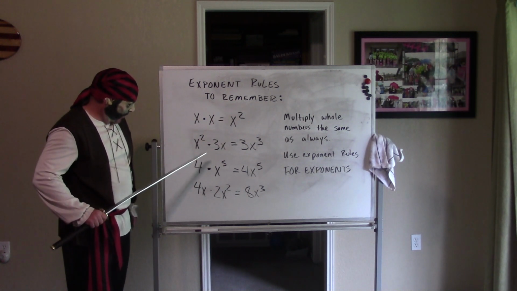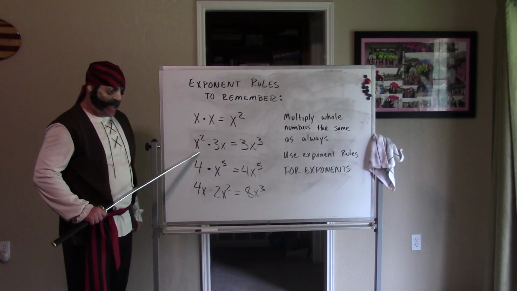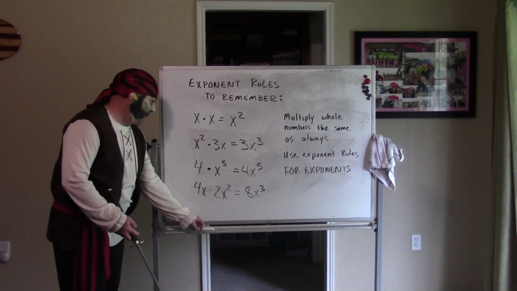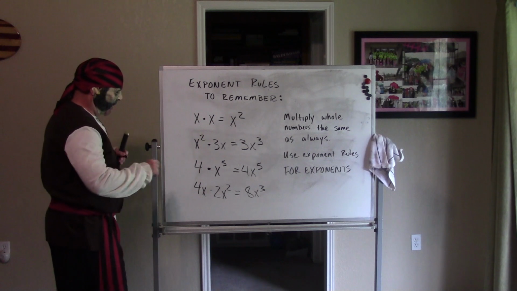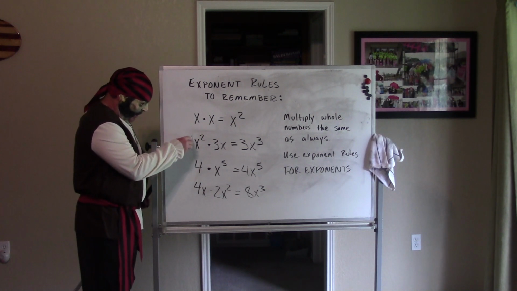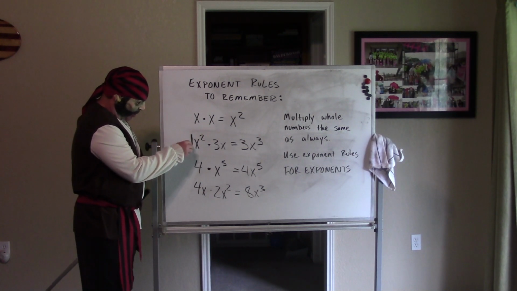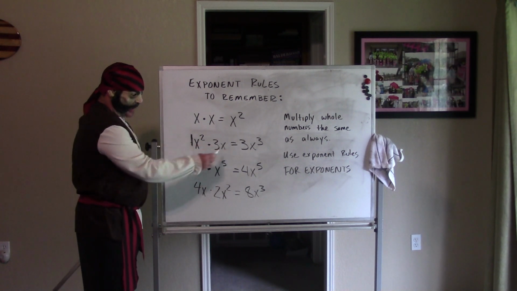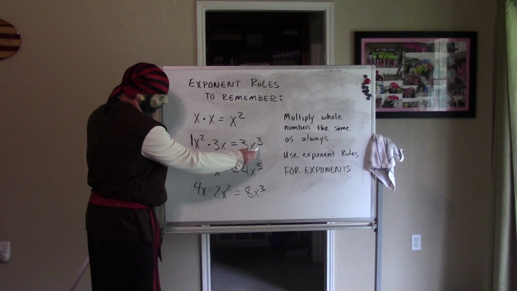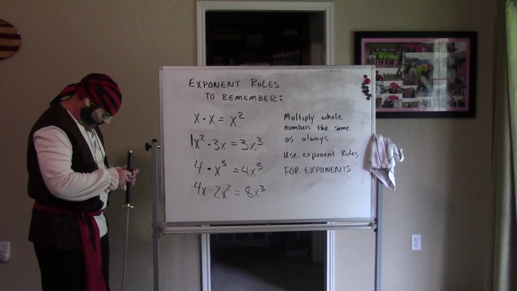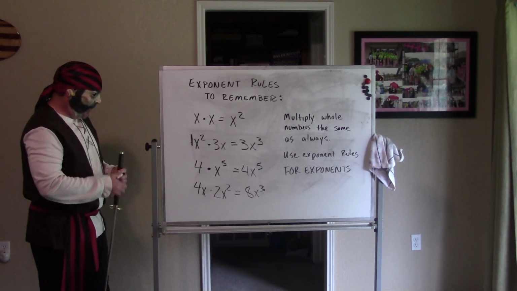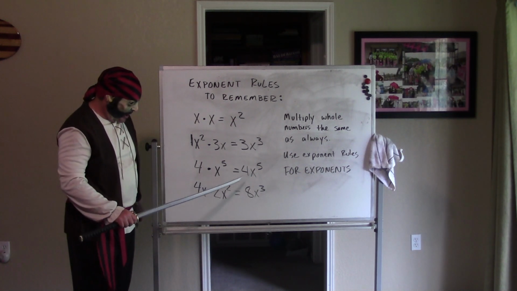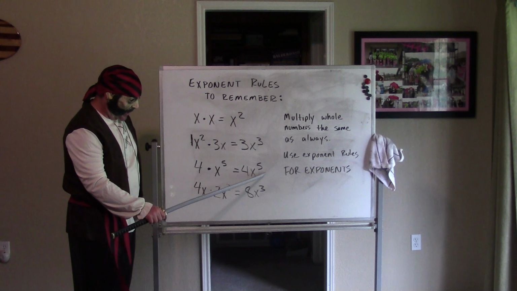Okay, the next example we have x squared times 3x. So remember, when we have x squared times 3x, the coefficient in front of this x squared is just a 1. So 1 times 3 is just 3. But x squared times x is going to be x cubed. Alright? If we have 4 times x to the 5th, then it's just 4x to the 5th.